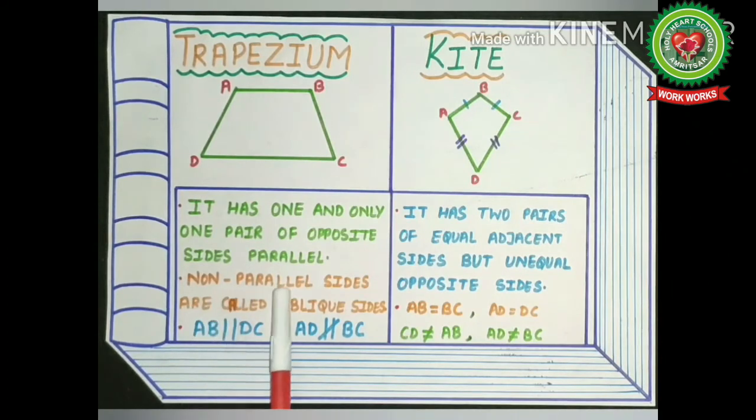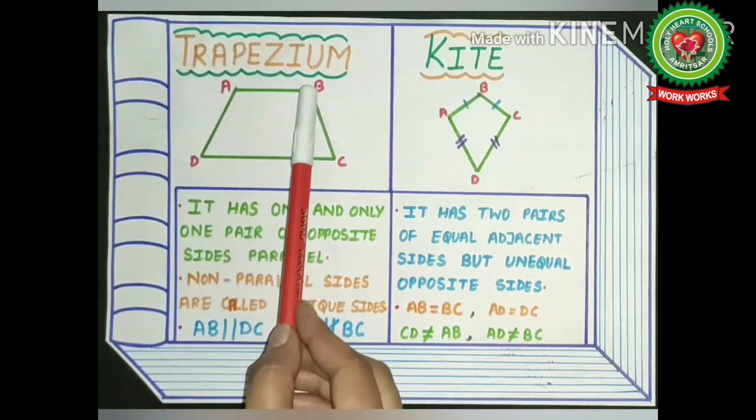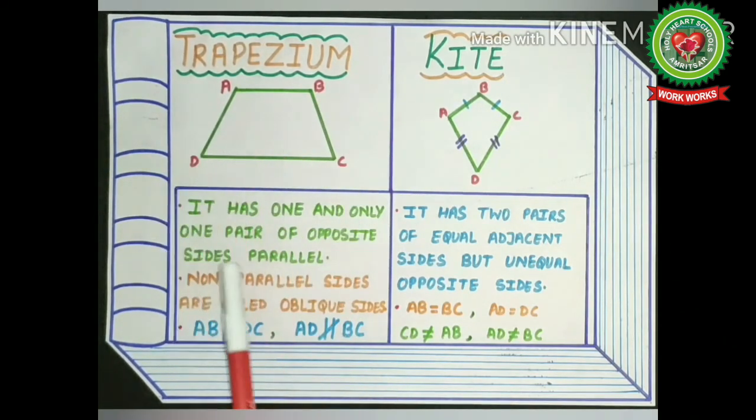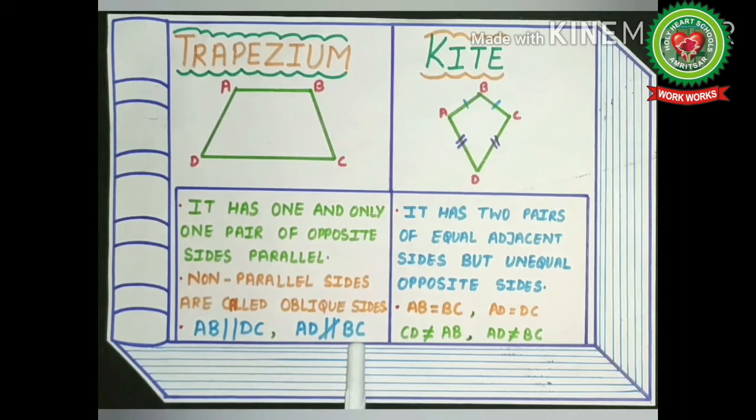Second is non-parallel sides are called oblique sides. Non-parallel sides AD and BC. These sides are called oblique sides. So AD is not parallel to BC.